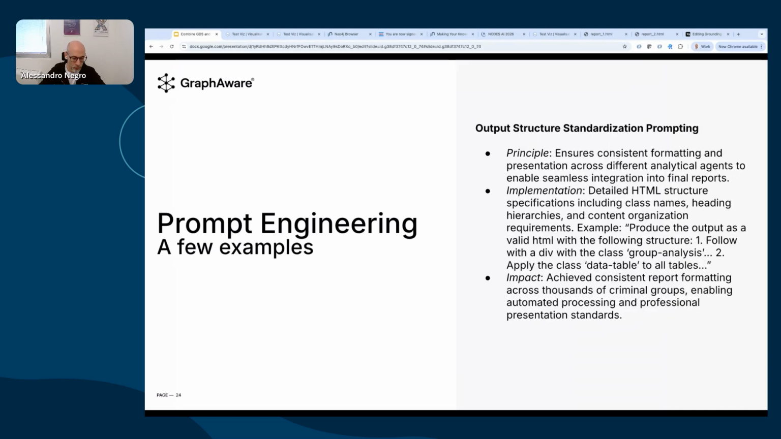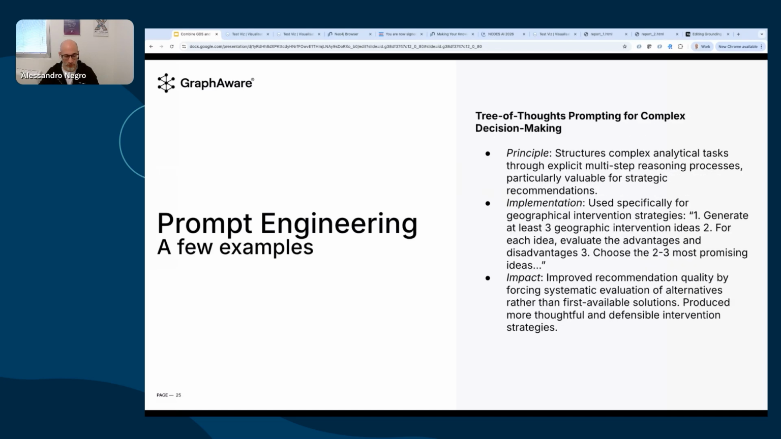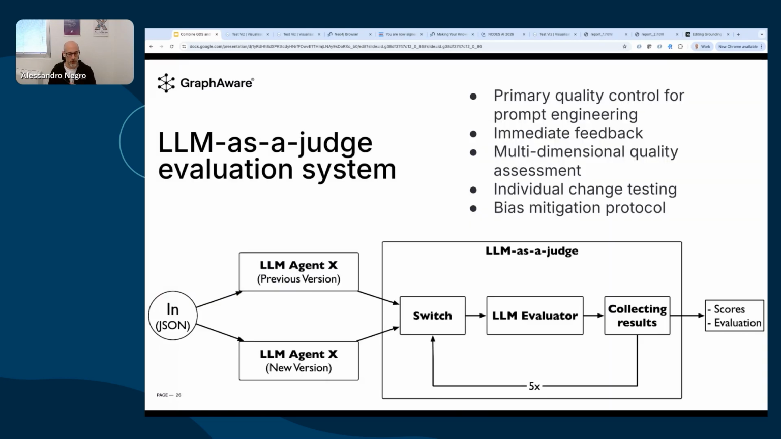Another one was, of course, to fix the HTML issue. So we provided a precise structure that we were expecting the LLM to generate, and some examples. And this, again, was definitely a useful way to improve the quality. And then for complex reasoning, and particularly for the geographical part, we used this tree of thoughts technique, where we describe not only what we would like to get, but also how to get there. And again, this was a good introduction.